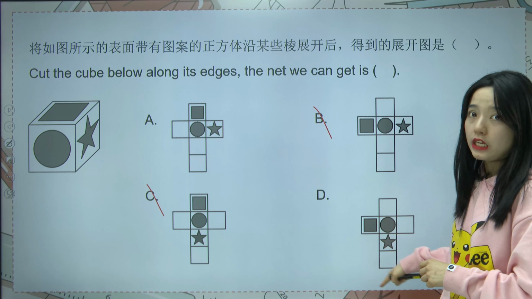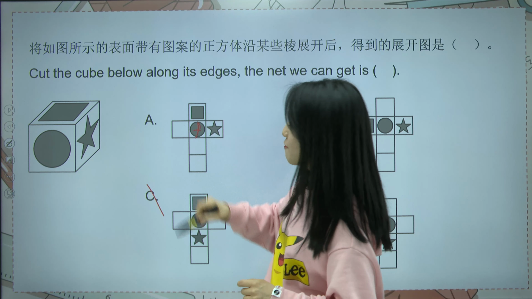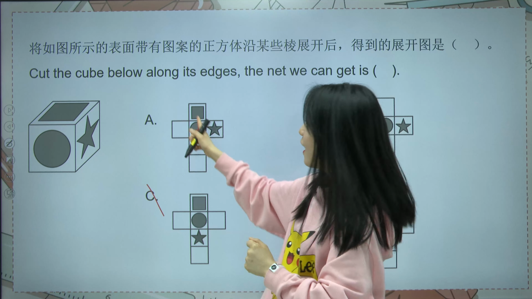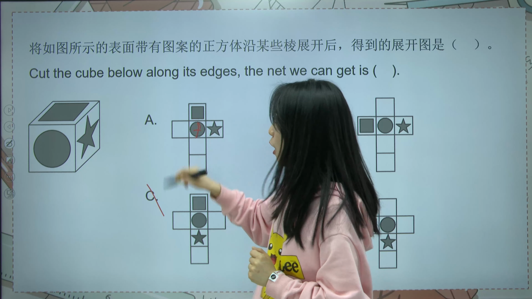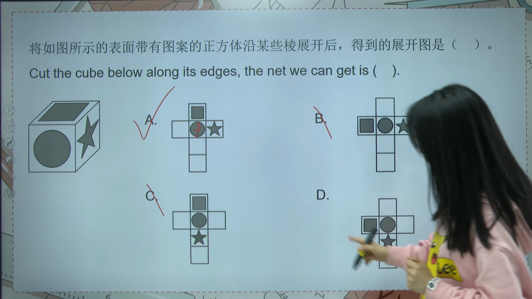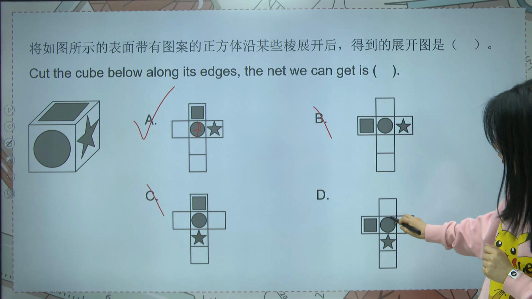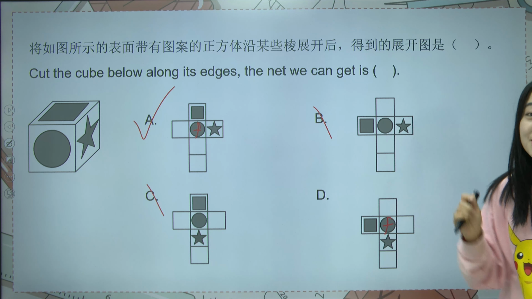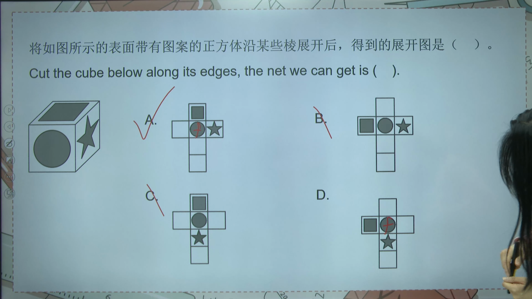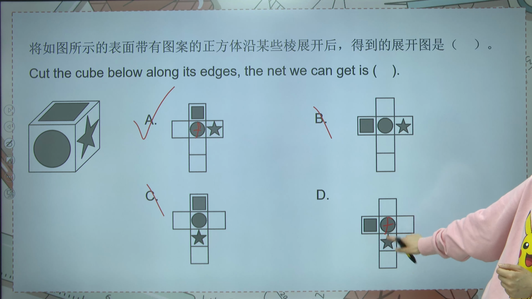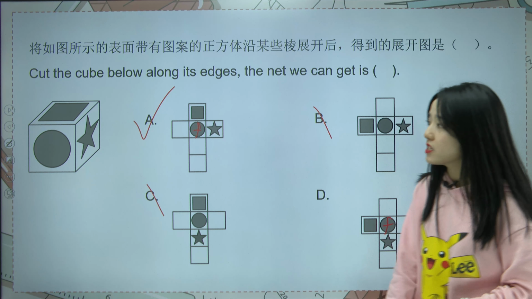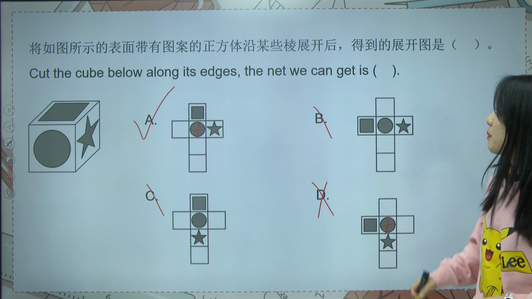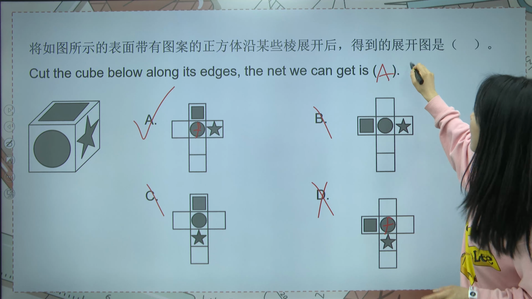How about A and D? If we consider it as the front face, the star should be on the right, and the square should be on the top. Okay, A can work. Let's see D. If the circle is in the front, now let's see. We have rotated, right? So rotate your paper or rotate your head. You can see the star is on its left or right? On its left, but it should be on its right, so it cannot work. In this way, we can find the answer should be A.